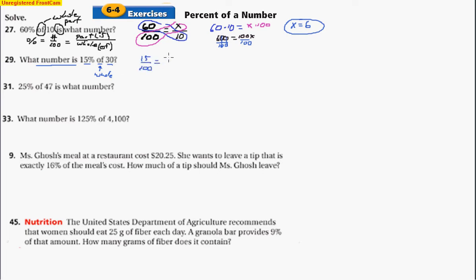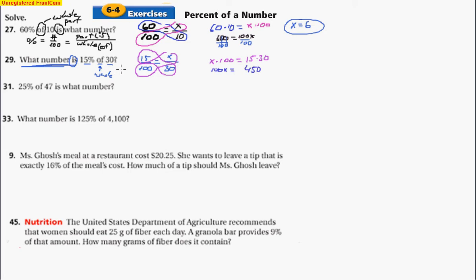And we can set that equal to the part, which we don't know. That's what we're looking for, because that is associated with the word "is," and they're asking what number that is. So x over 30. From that point, all you're doing is cross multiplying. We're multiplying x times 100, and setting that equal to 15 times 30. So we go ahead and do that multiplication. Here we have 100x equals, and then 15 times 3 makes 45, and you just add a 0 to the end.